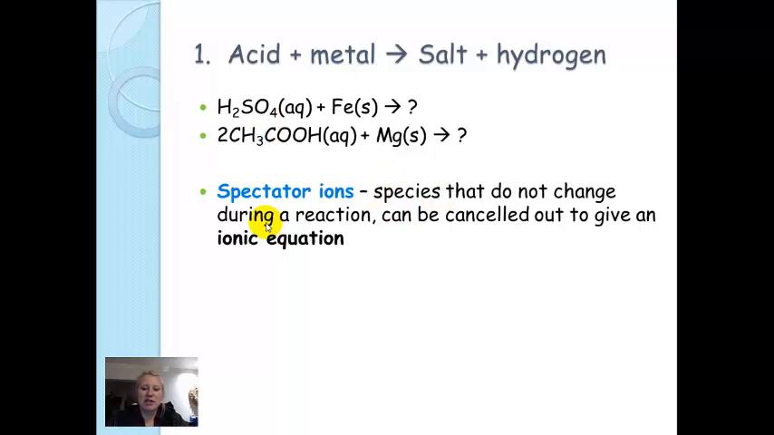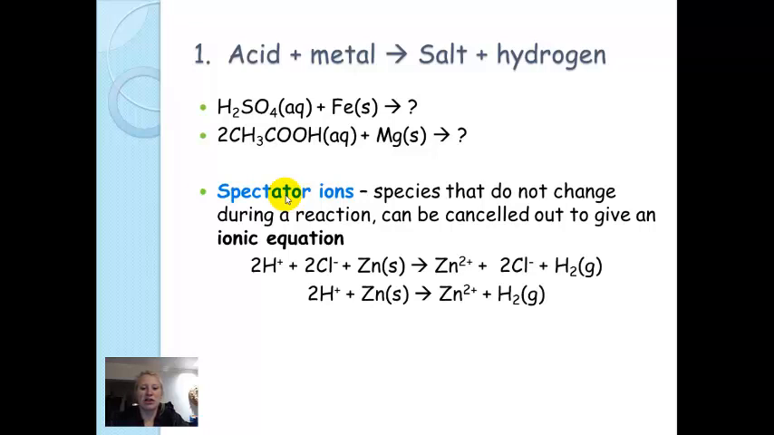Spectator ions are species that do not change during a reaction, and they can be canceled out to give an ionic equation. For example, when hydrochloric acid, HCl, dissolves because it's a strong acid, it dissociates, and when mixed with zinc, you form zinc ions and chloride ions because the zinc replaces the hydrogen to form hydrogen gas. And here we can see that the chloride on one side is the same as the chloride on the other, so they can be canceled out as spectators. So the overall equation is hydrogen ions, or acid, plus zinc, form zinc ions plus hydrogen gas.